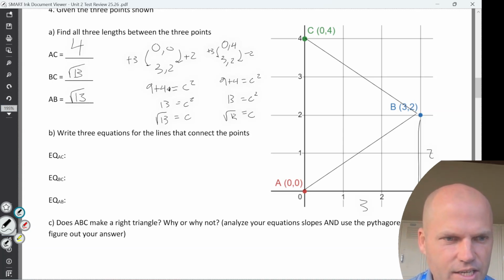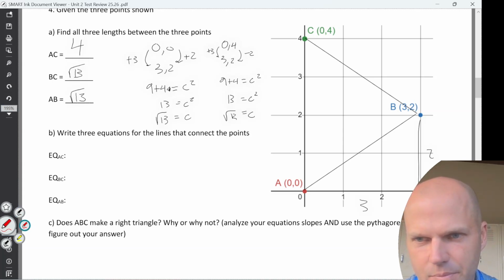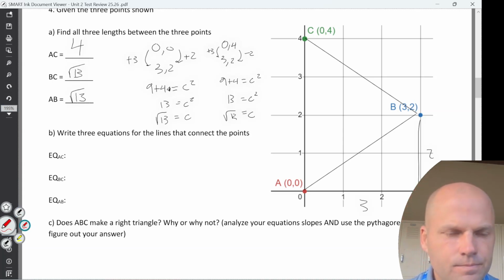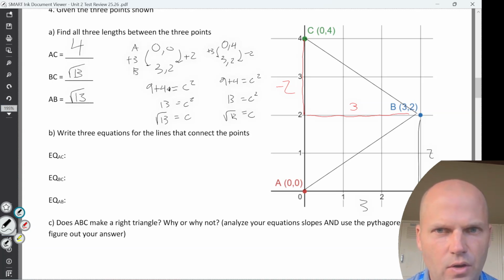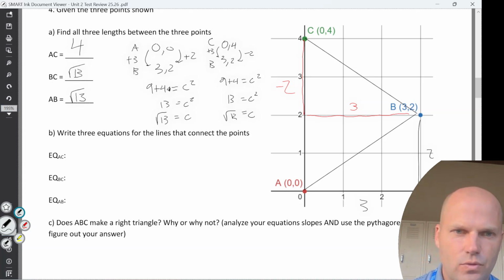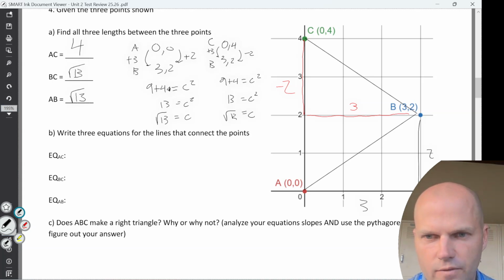But we can kind of see it's not. This needs to be a right angle here. And I know that it's not because I can see the slopes are not opposite reciprocals. If the slope of AB is 2/3, the slope of BC needs to be negative 3/2, and it's not, it's negative 2/3. So there's one piece of information.